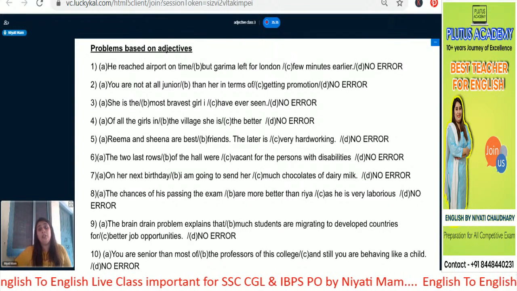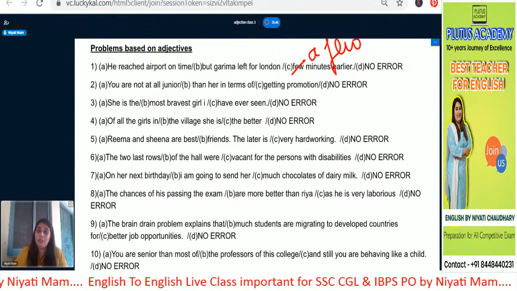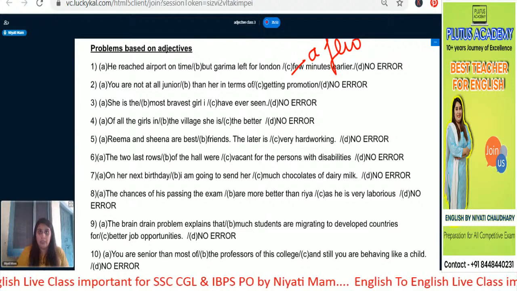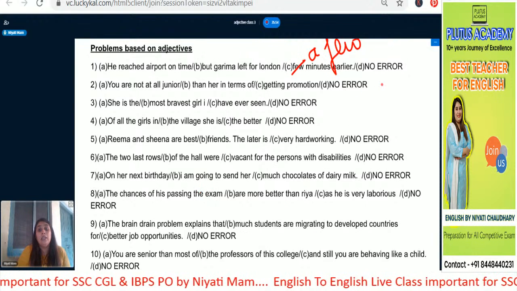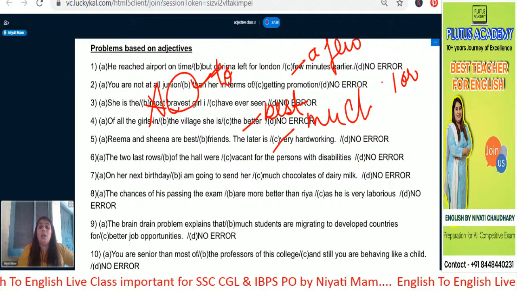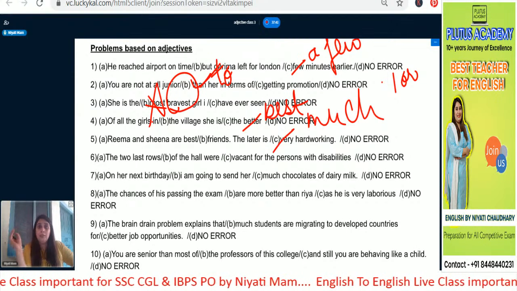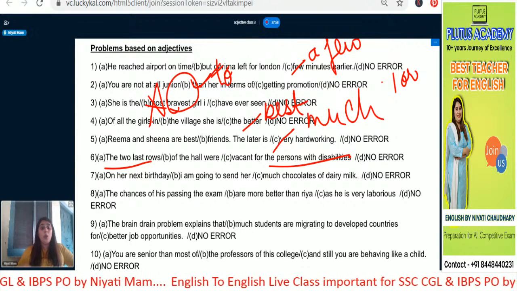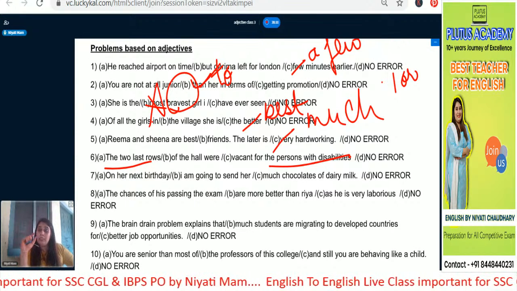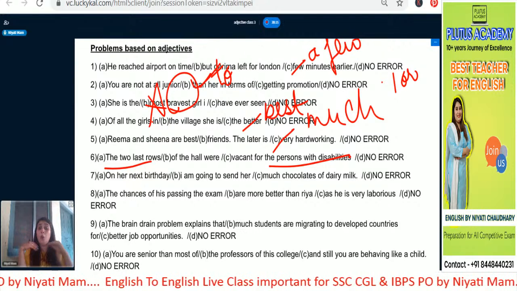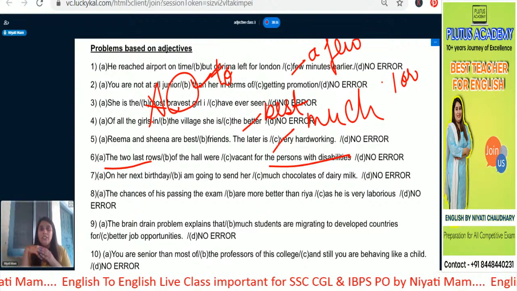He reached the airport on time, but Garima left for London a few minutes earlier. You are not at all junior to her in terms of getting promotion. Okay, I already told you, in case of comparative degree, the adjective takes a different form. If ordinal and cardinal adjectives are both present in a sentence, then you always need to write the ordinal first, followed by the cardinal adjective.